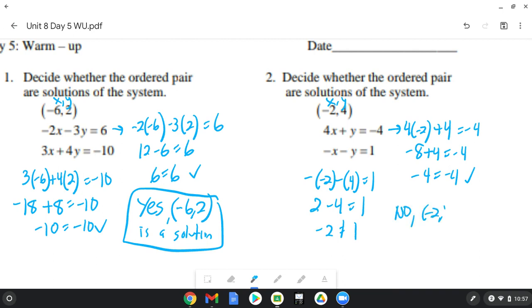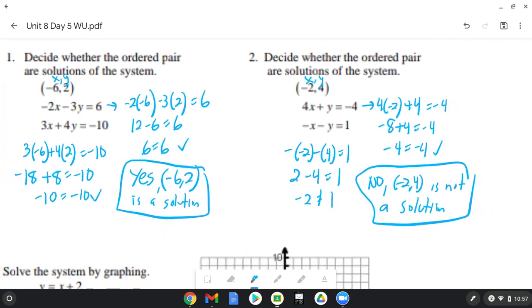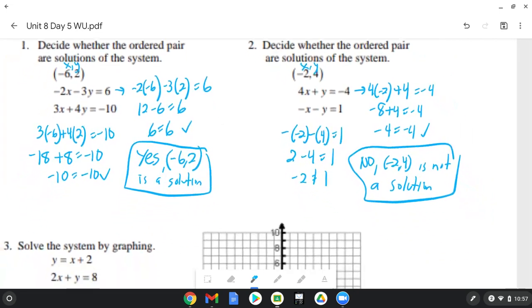-2 comma 4 is not a solution because it doesn't work for both of them. It only worked for one. So it's got to work for the top and bottom equation. So that's how you do the first two to decide whether the ordered pair is a solution or not.